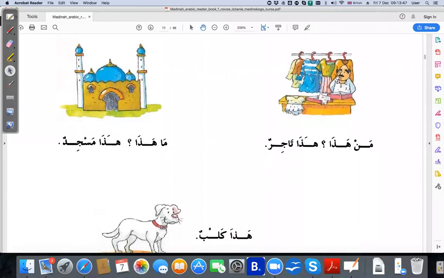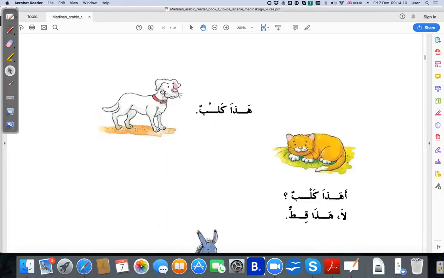من هذا, it's human, we use men. من هذا, who is this? هذا تاجر, this is a merchant. ما هذا, what is this? هذا مسجد, this is a masjid. ما is used for objects. هذا كلب, this is a dog. These are new vocabulary, learn them.